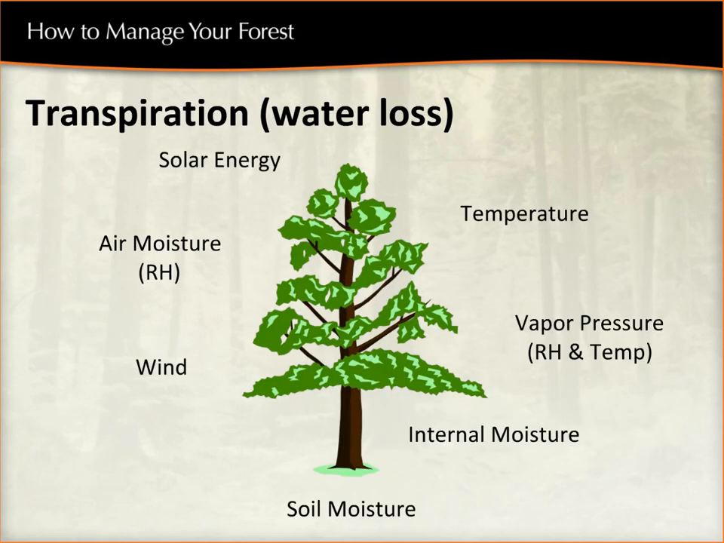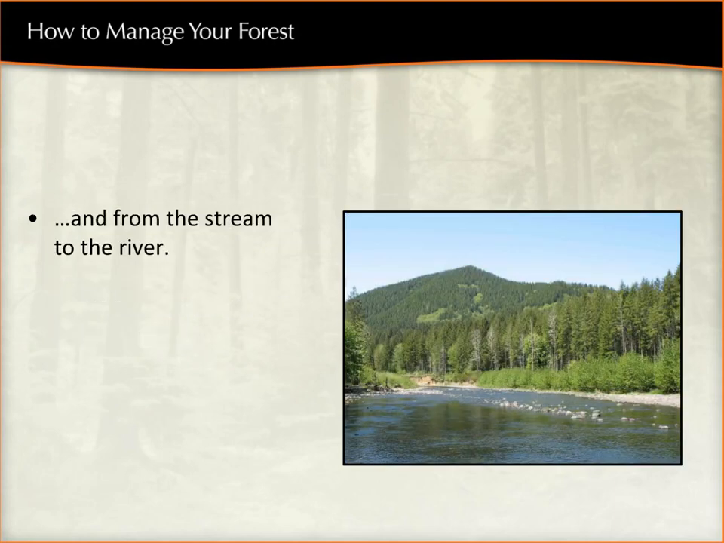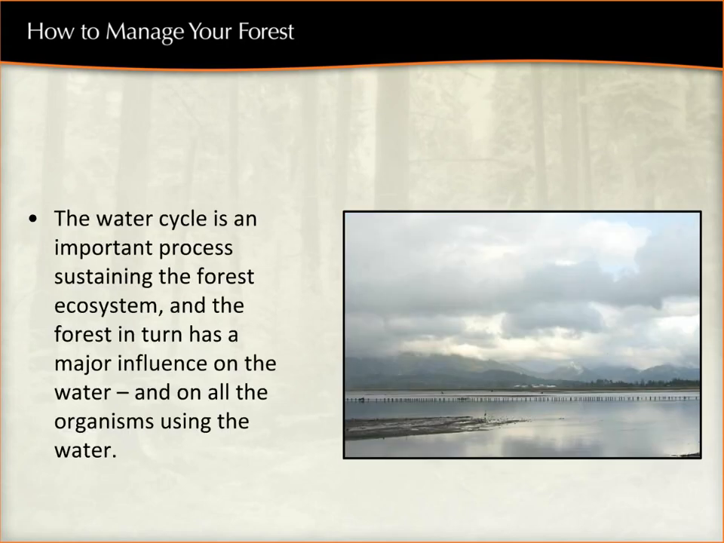The functioning of plants, especially trees, has a big influence on the water cycle. Trees can take up large amounts of the water absorbed by the soil, returning the water through the leaves to the atmosphere via transpiration. Water that is not intercepted by the forest canopy or taken up by the trees from the soil can move as groundwater to the stream, and from the stream to the river, and to the ocean, where the water may evaporate and cycle back all over again.